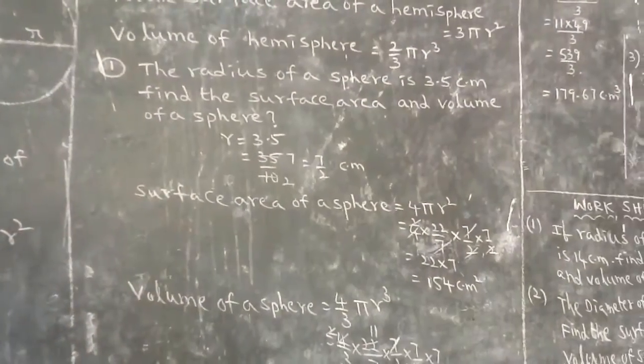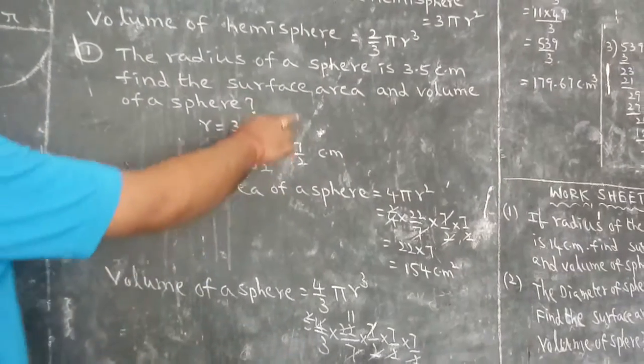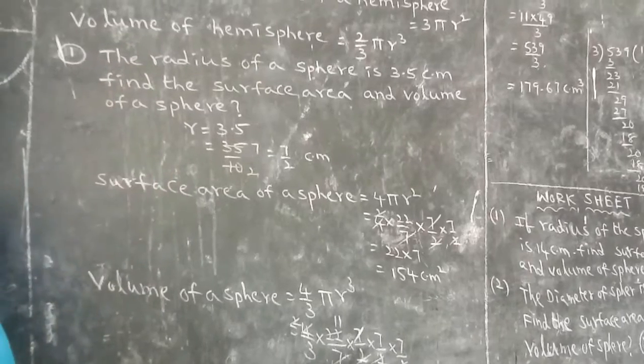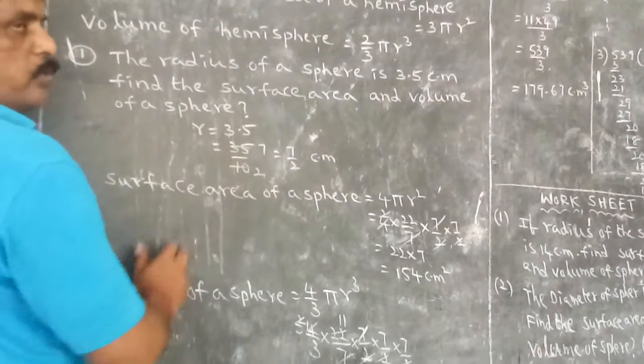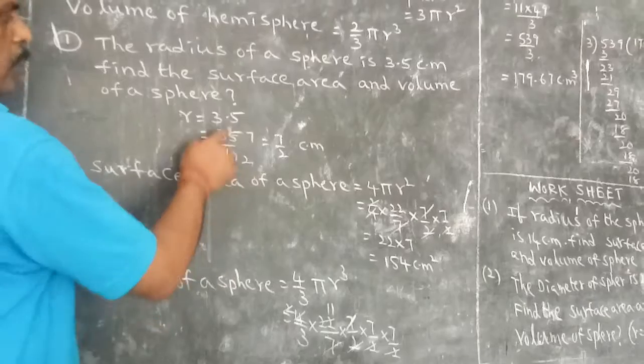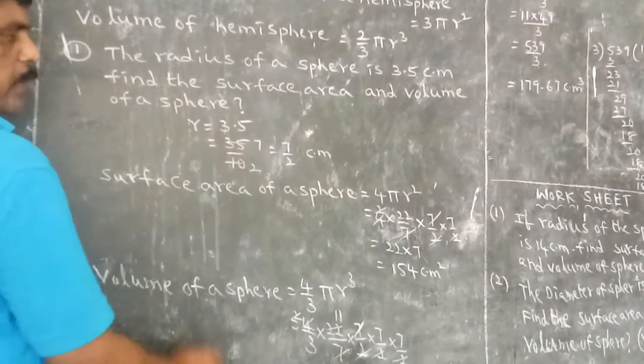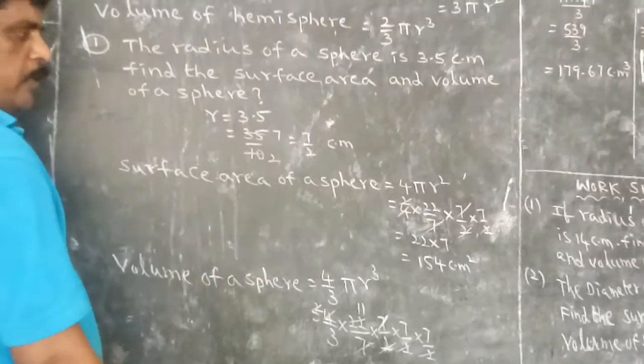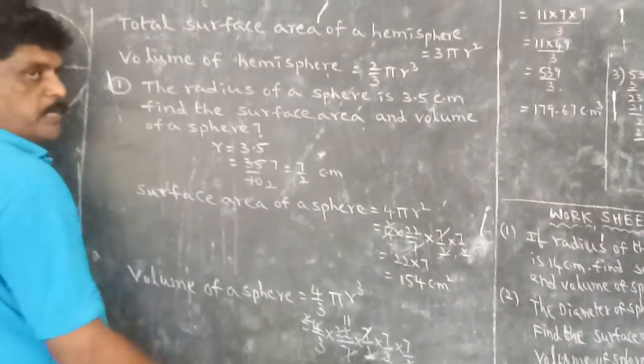I have given one example sum for you. Here the radius of a sphere is 3.5 centimeters. Find the surface area and volume of the sphere. Here r is equal to 3.5. Remove the point, so I have to write it as 35 by 10. I have to cancel using the 5 table: 5 twos are 10, 5 sevens are 35. Then you get 7 by 2 centimeters as the radius.